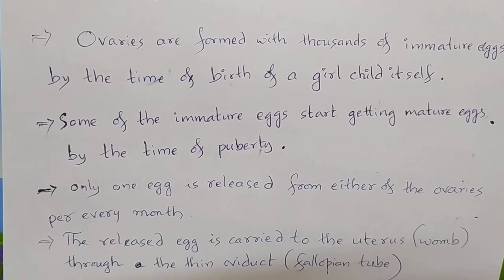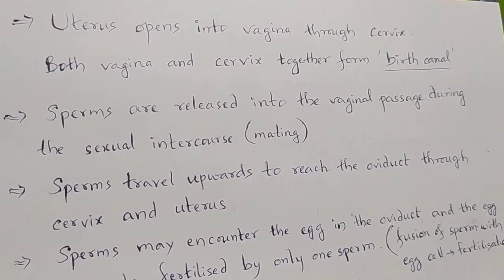Right? The released egg is carried to the uterus through the thin oviduct or fallopian tube. Next to the uterus, there are another two parts which can be considered the external genitalia in the female reproductive system. They are the cervix and vagina. The uterus opens into the vagina through the cervix. Both the vagina and cervix together form the birth canal.